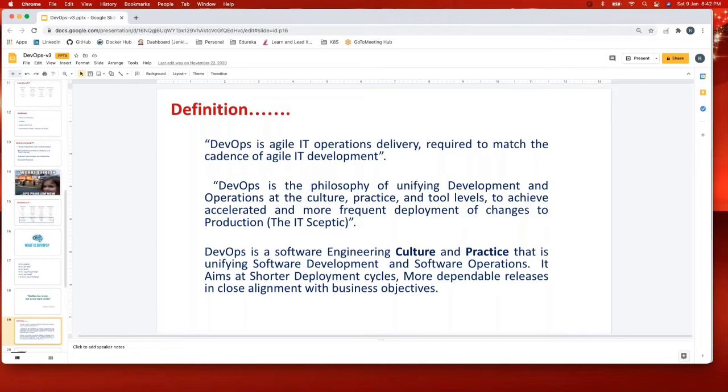And next, DevOps is an engineering culture. DevOps is a software engineering culture and practice that is unifying software development and software operations. So it aims at shorter deployment cycles, more dependable releases. If something goes wrong, immediately you should be in a position to recover because you both work together now. So this is the technical definition of DevOps. This is how you can understand DevOps.